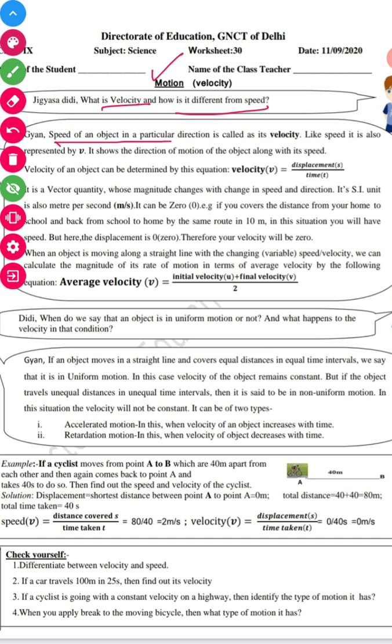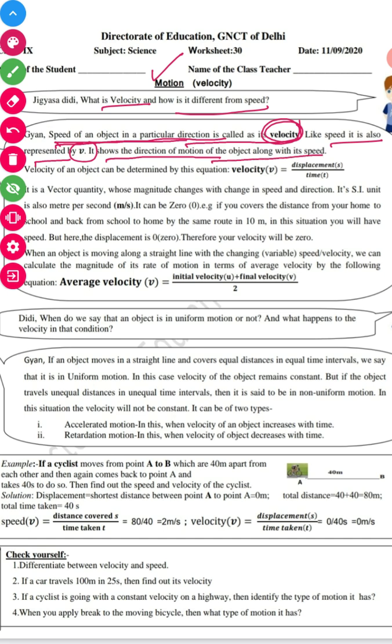Speed of an object in a particular direction is called velocity. As we have discussed earlier in our previous worksheet also, velocity is a vector quantity and all vector quantities must have a particular direction. Like speed, it is also represented by v, right? And it shows the direction of motion of an object along with its speed.